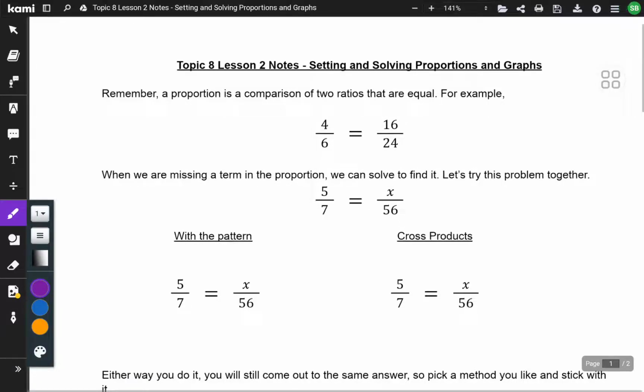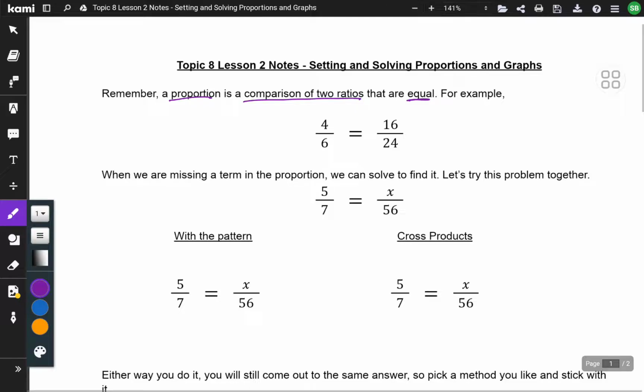Topic 8, Lesson 2 notes, setting and solving proportions and graphs. All right, so the first half of this paper is really just review over proportions of what you worked on in Lesson 1. So remember that a proportion is a comparison of two ratios that are equal. So for example, 4 to 6 equals 16 to 24 here.